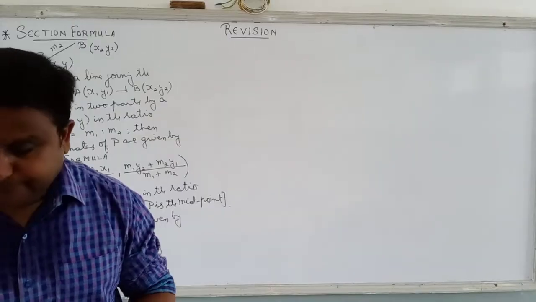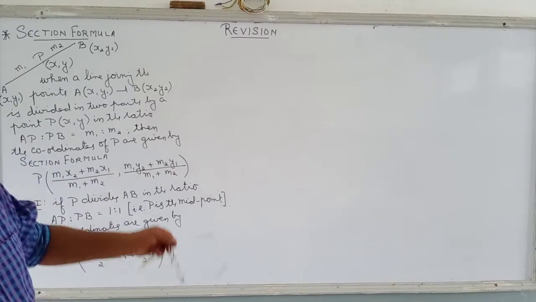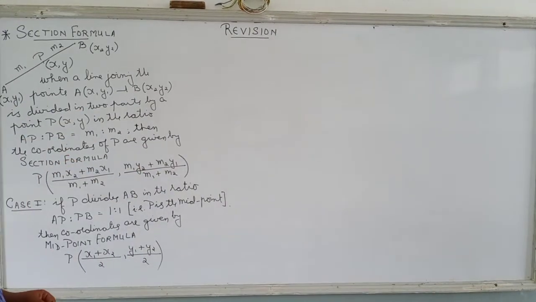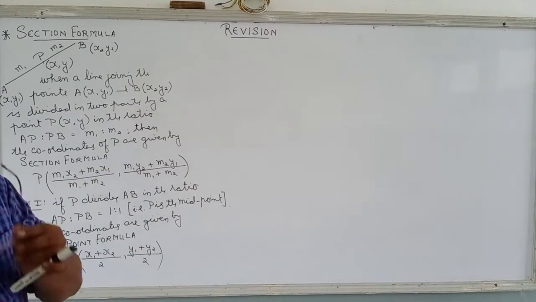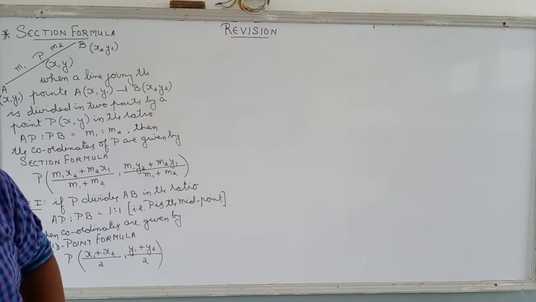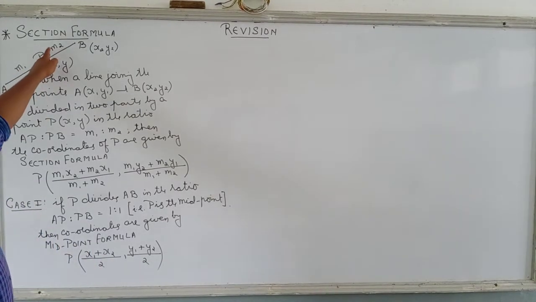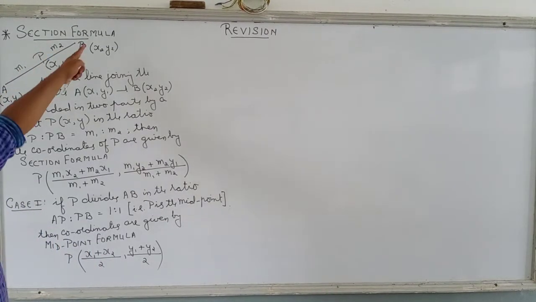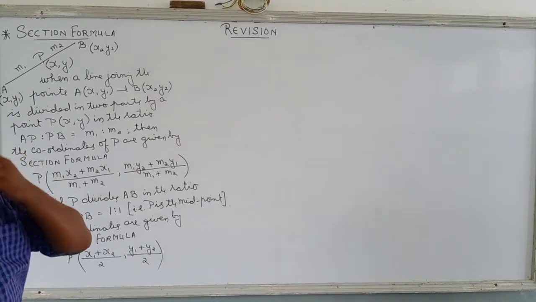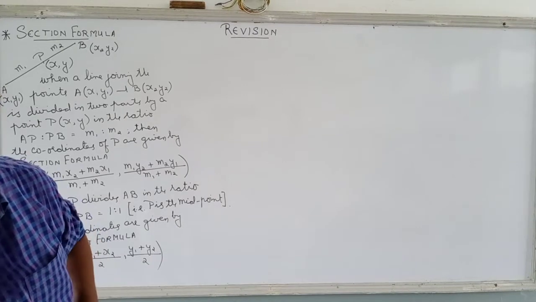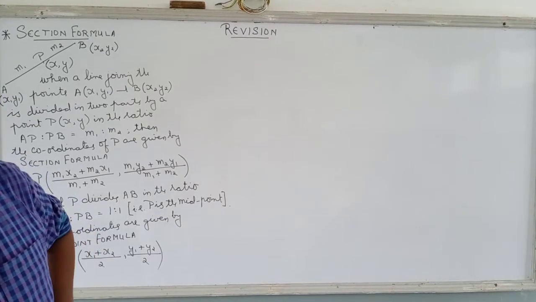Question number 1 is a direct application of the section formula. You can see the ratio is given to us. It says find the coordinates of the point which divides -1 comma 7 and 4 comma -3 in the ratio 2 is to 3. The ratio is 2 is to 3. Coordinates are given to you. You just have to find it. Clear? Now we are going to discuss question number 2 and question number 9 today.